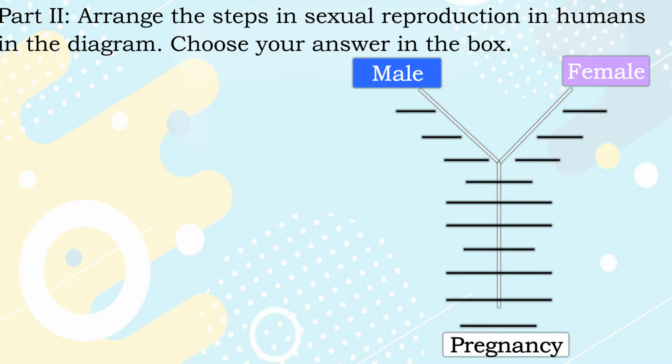Another activity is to arrange the steps in sexual reproduction in humans in the diagram. You may choose your answer in the box. So for participation, you may type your answer in the comment section. So this is the diagram. So we have 3 steps for male and also 3 steps for female. For the processes leading to pregnancy, we have 7 steps.